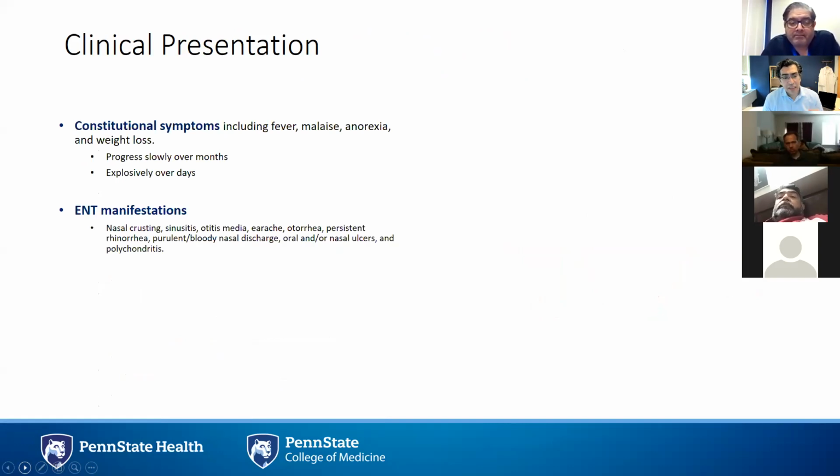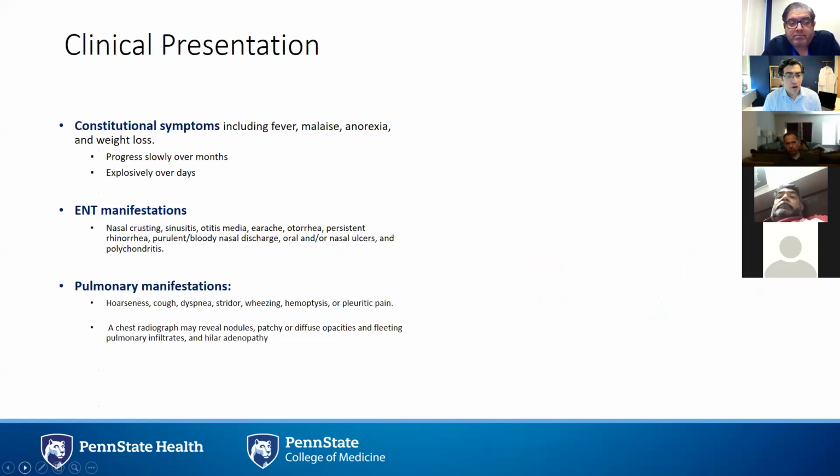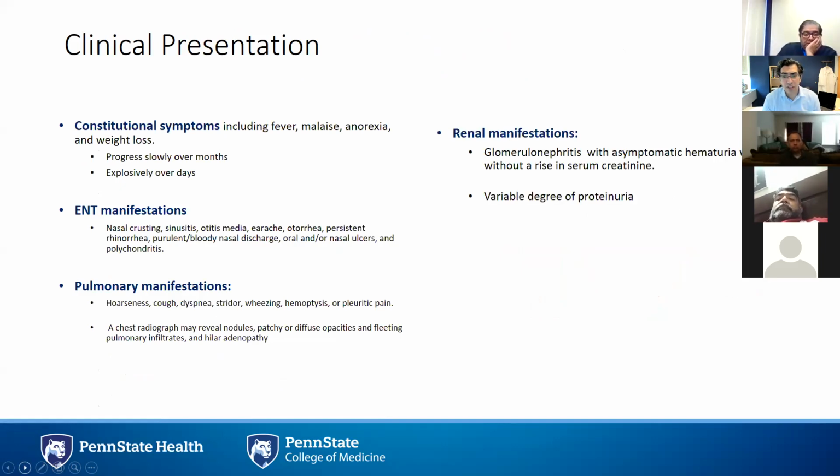If this is ENT manifestation, with the nasal mucosa, the ear as well, some ulcers in the mouth, or lung manifestation, all the way from hoarseness of voice to cough, shortness of breath, stridor, wheezing, hemoptysis, pleuritic chest pain, and then the hallmark is the alveolar hemorrhages. Kidney GN with hematuria with or without rise in creatinine. So earlier on, we have seen many patients, all they have is glomerular hematuria and mild degree of proteinuria.